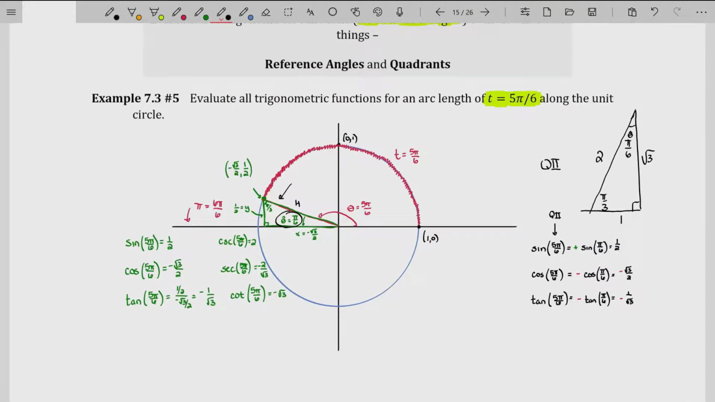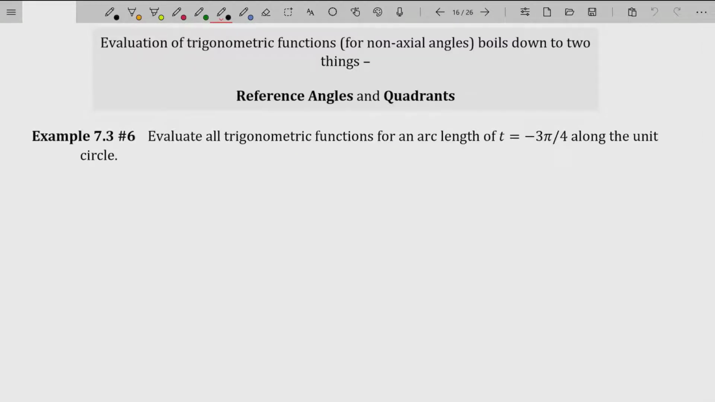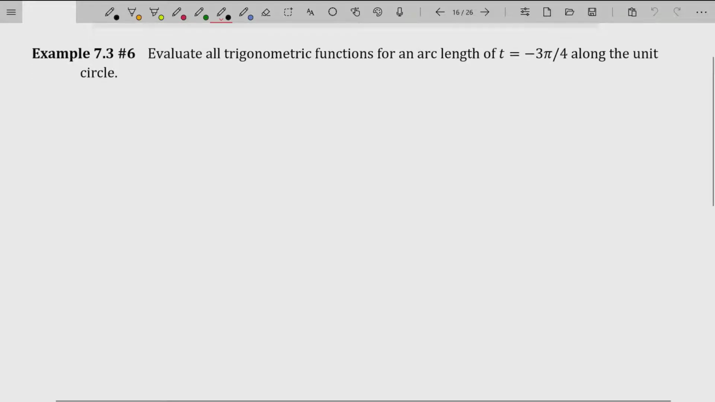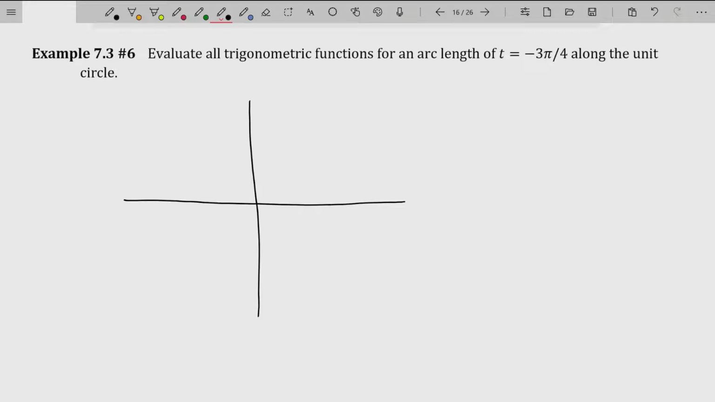So I'm going to ask, what's the reference angle and what quadrant do we land in? Let's actually do that. Evaluate all trigonometric functions for the arc length of t equals negative 3 pi over 4 along the unit circle. I really don't care that the angle here is negative. I'm going to chicken scratch this out, so I'm not going to bother with my beautiful drawings there.